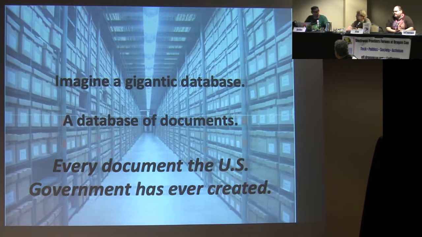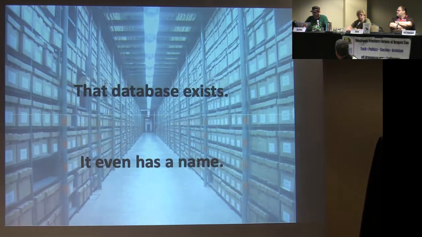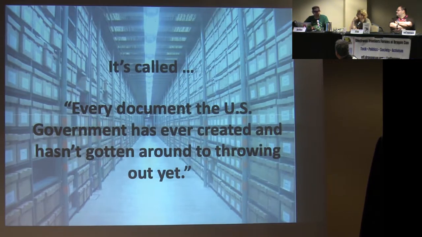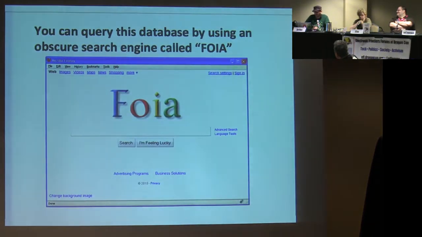So imagine a gigantic database. A database of documents. Every document the US government has ever created. That database exists. It even has a name. It's called Every Document the US Government Has Ever Created and Hasn't Gone Around to Throwing Out Yet. And you can query this database by using an obscure search engine called FOIA, the Freedom of Information Act.